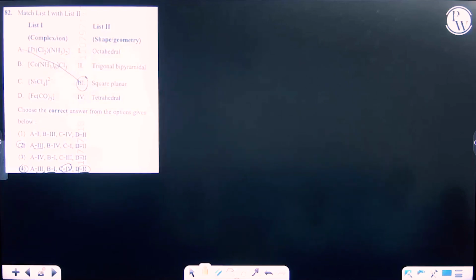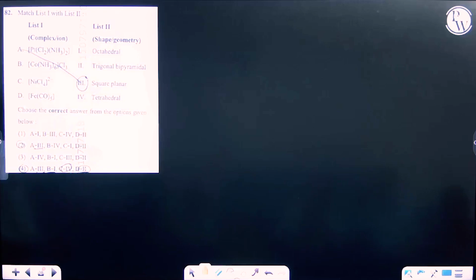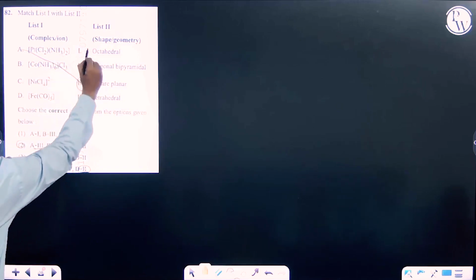This one is straightforward. You are having an MA2B2 type of complex. Mostly platinum complexes are square planar in shape, and hence A2B2 means it will exhibit square planar shape only. He is asking for a square planar complex. And this one is octahedral in shape. You can go by this.